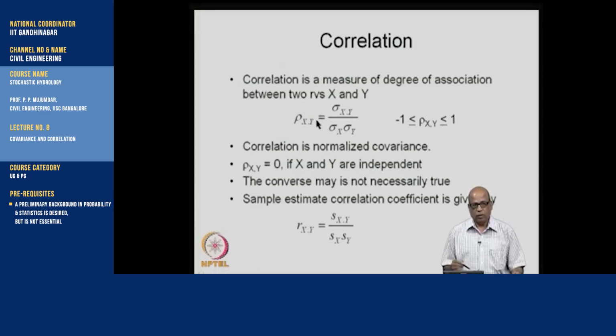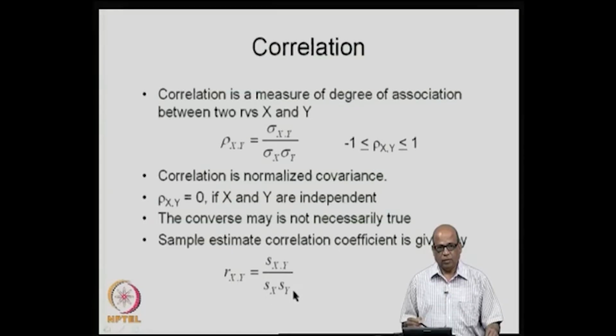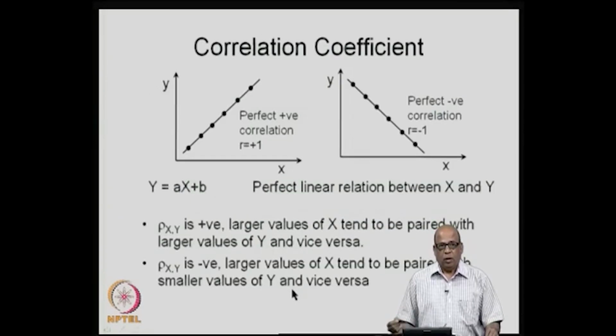So, from this definition, we get the sample estimate of the correlation as R x comma y equal to the sample estimate of the covariance, which is S x comma y, divided by the sample estimate of the standard deviation S x and the sample estimate of the standard deviation S y. If we have a perfect correlation, that means R is equal to 1, or rho x y between two variables x and y is 1, this indicates that all the observed values will lie on a perfect straight line.